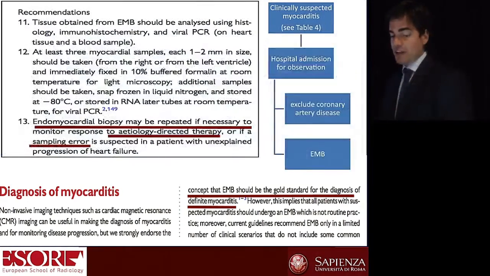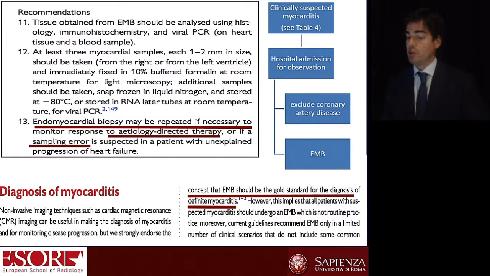But on the other hand, if you look at the guidelines, it's incredible to note that these colleagues, mainly Italians, and it's a multi-centric document, even state to repeat biopsy if necessary to drive etiology-directed therapy and because of sampling errors. So for some reason, cardiologists are still convinced that endomyocardial biopsy is doing a great job.